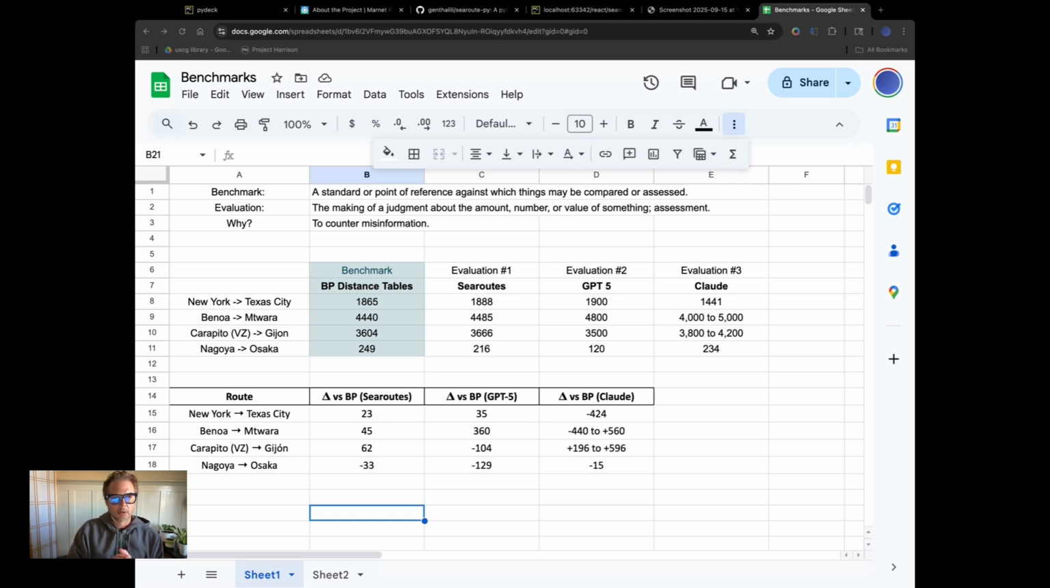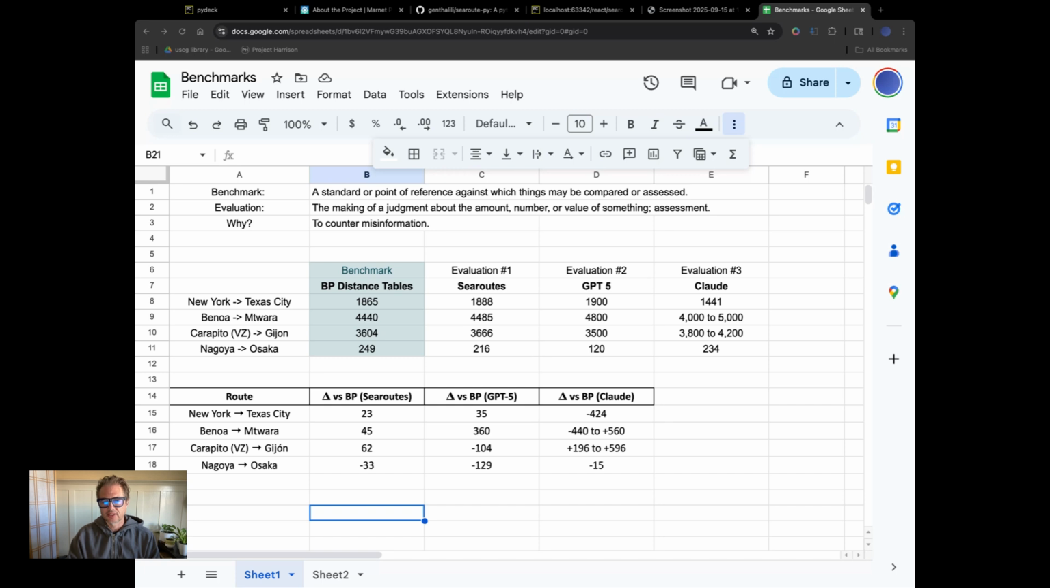So we have the benchmark here, BP distance tables. We have the distance in nautical miles. I should have put that in there. I didn't put it in there, and then I gave four an origin port and a destination port. So the first one is New York, Texas City, and Vijayawada to Machilipatnam. Carapito, Venezuela to Gijon, and then Nagoya to Osaka.